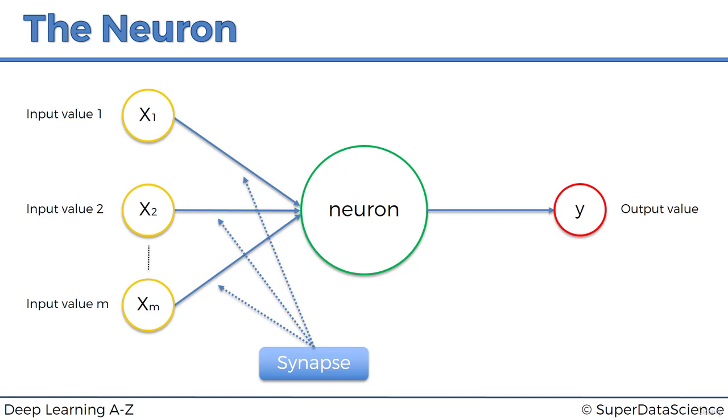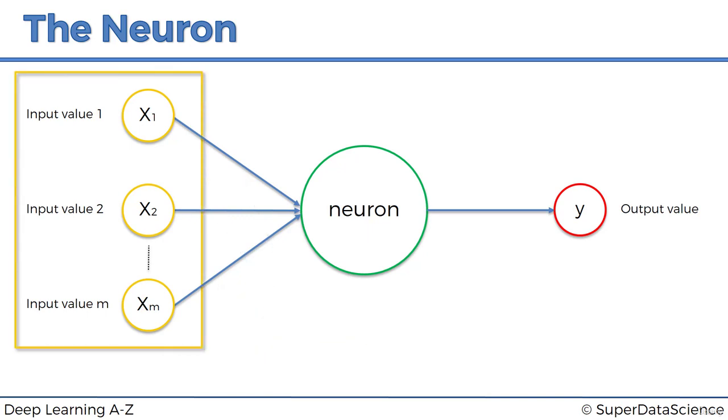So there we go. That's the basic structure. Now let's look in a bit more detail at these different elements. We've got the input layer, and what do we have here? Well, we have these inputs, which are in fact independent variables: independent variable 1, independent variable 2, and independent variable m.